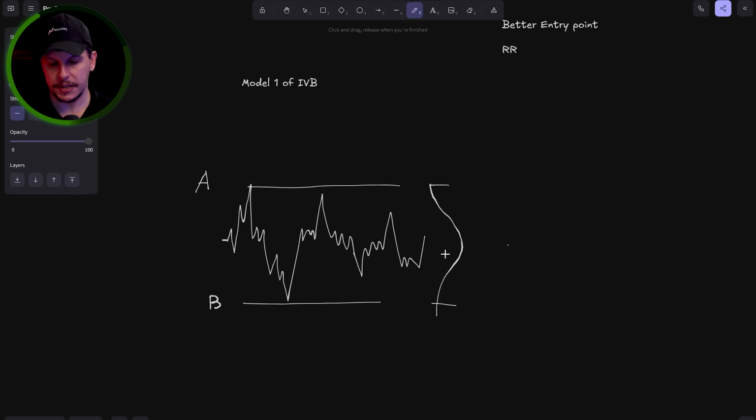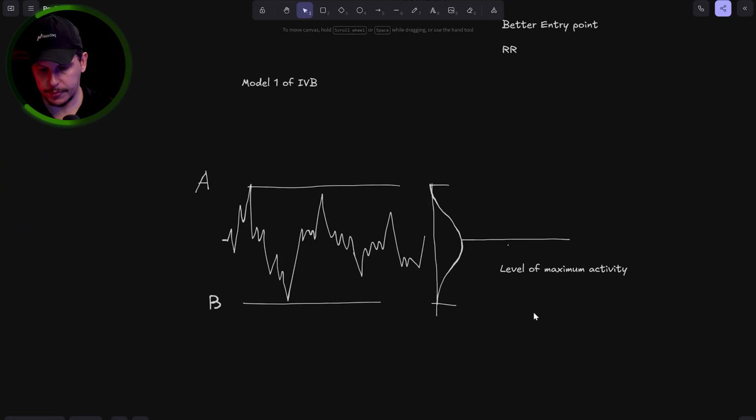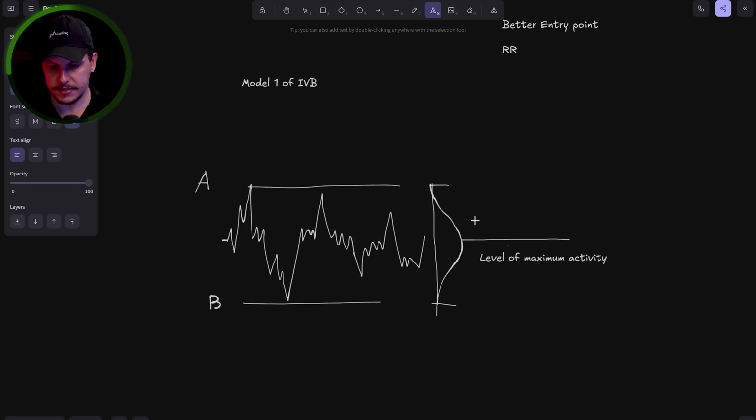Why is this interesting? Because now we not only have price, but we have the volume distribution of the most important interaction of the day. And we can notice that the major point of control, so the POC, the level where the majority of volume of the market participants traded, is here. Okay, this takes the name of POC.